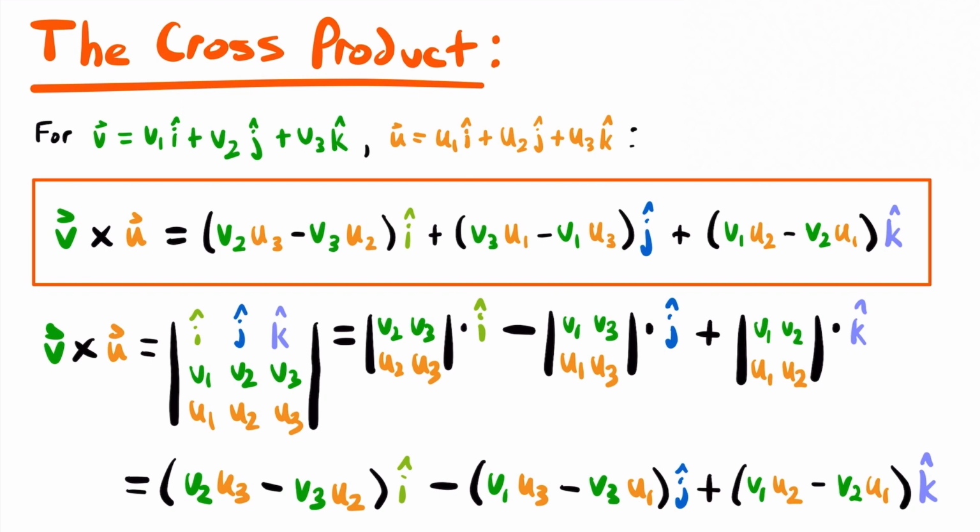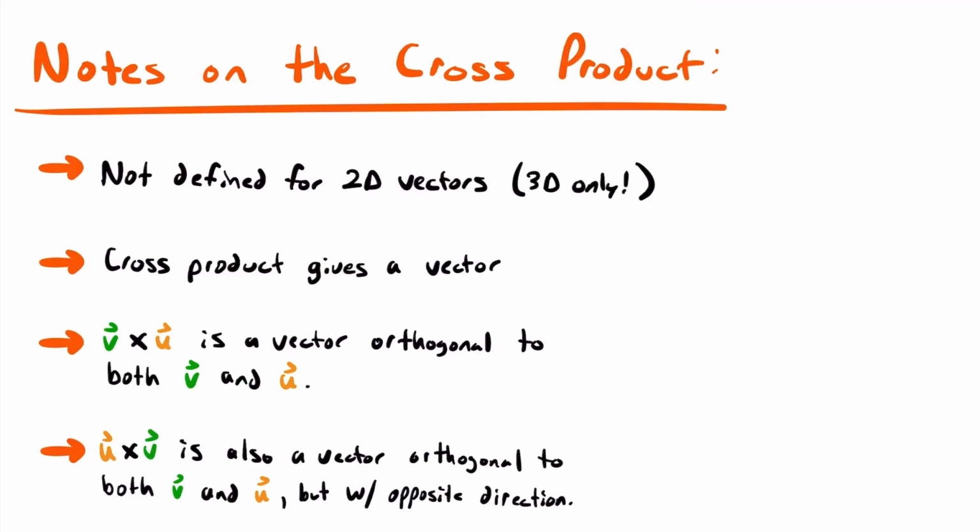Okay, but now before we take a look at an example problem where we actually calculate some cross products of vectors, there are a couple notes about the cross product that I want you to be aware of. All right, so a couple things to know about the cross product. First of all, the cross product is not defined for two-dimensional vectors. We can only perform the cross product for vectors in 3D, so just make a note of that. There is no two-dimensional cross product.